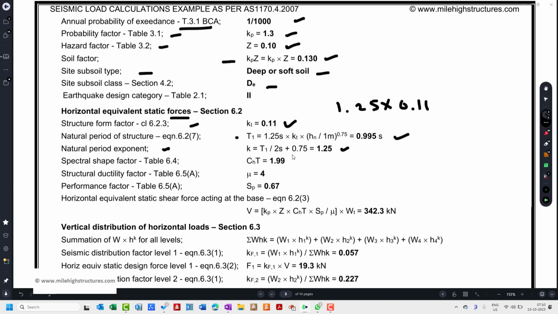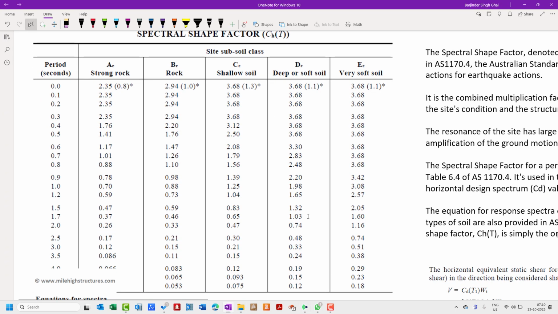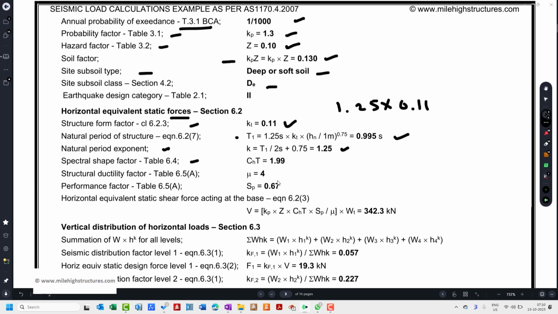Spectral shape factor Ch(T) can be taken as per this fundamental natural time period. Let us open this table 6.4. Here we can see that for deep or soft soil and natural period of 0.995, approximately 1 second, this value comes out to be 1.98. So we can simply refer to this value and consider it as 1.99.